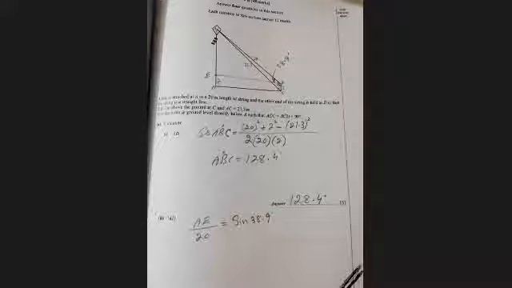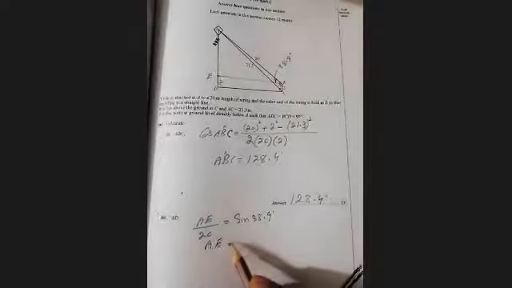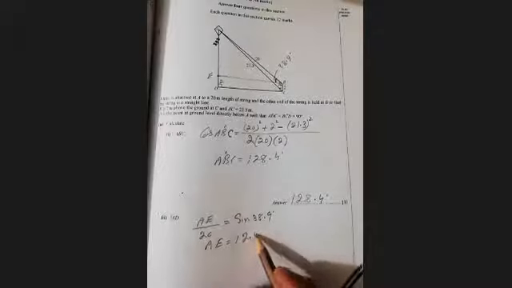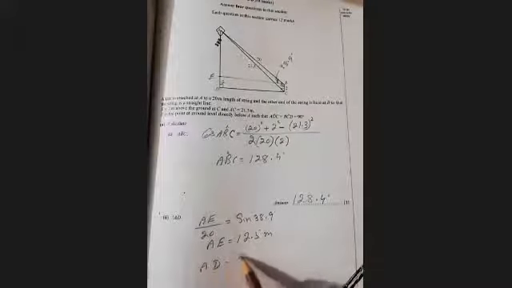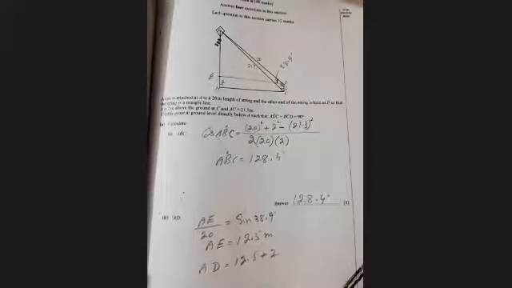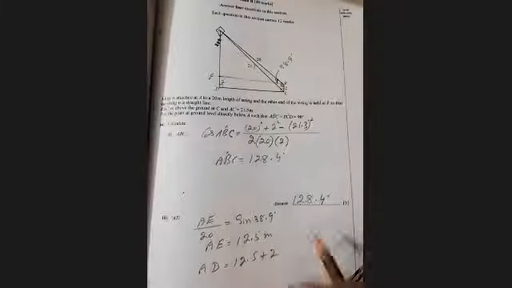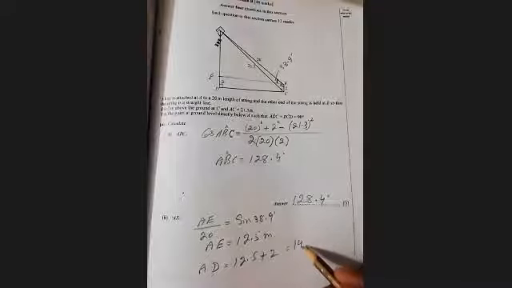Students have given me the answer. AE is almost 12.5 meters. So AD is equal to 12.5 plus 2, which is equal to 14.5 meters. I hope that you have understood how we are going to solve problems like this.